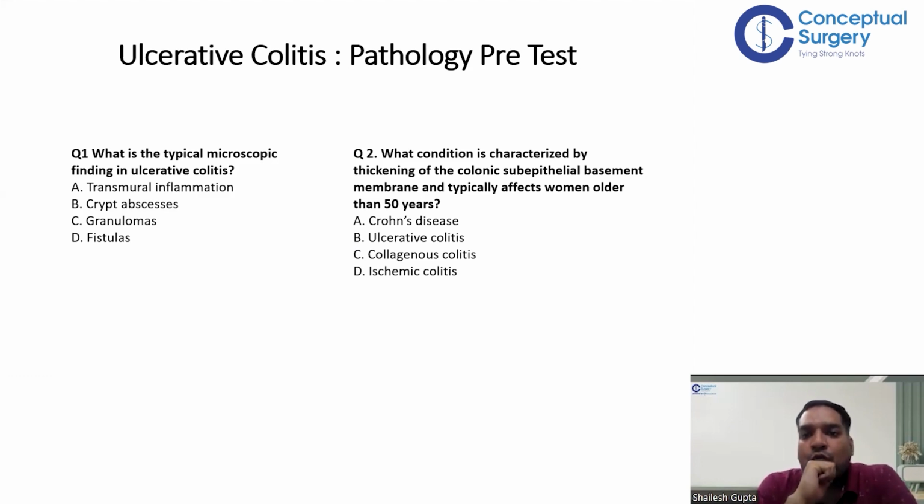Question number 2, what condition is characterized by the thickening of the colonic subepithelial basement membrane and typically affects women older than 50 years of age? Crohn's disease, ulcerative colitis, collagenous colitis and ischemic colitis. तो बहुत ही स्पेसिफिक पैथोलॉजी पूछा जा रहा है जिसमें सबएपिथेलियल बेसमेंट मेम्ब्रेन में थिकनिंग हो रहा है and typically affects women older than 50 years of age.